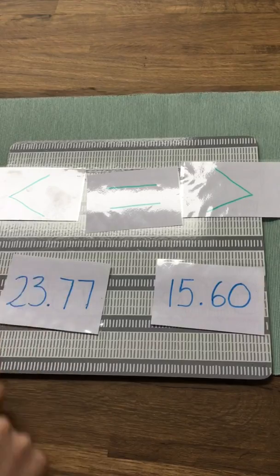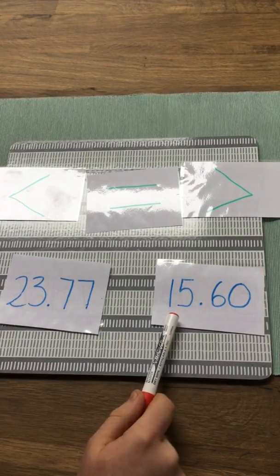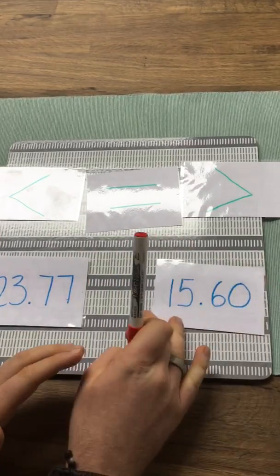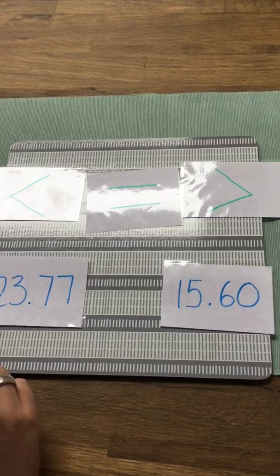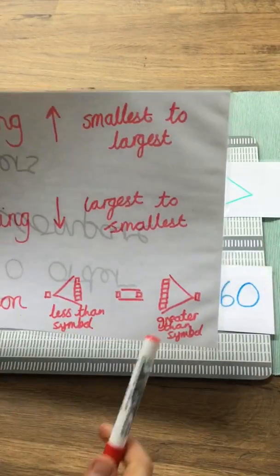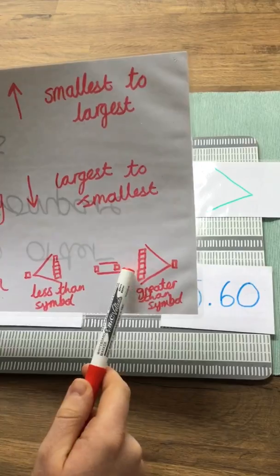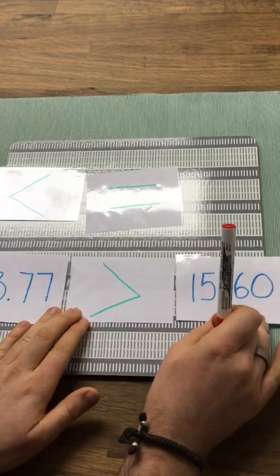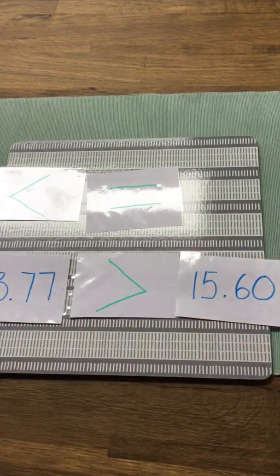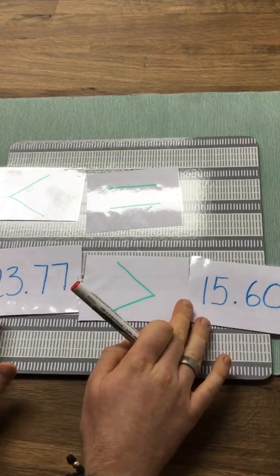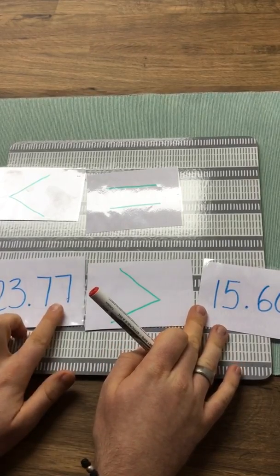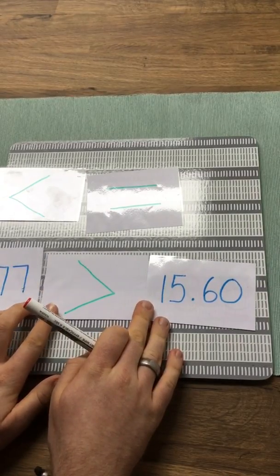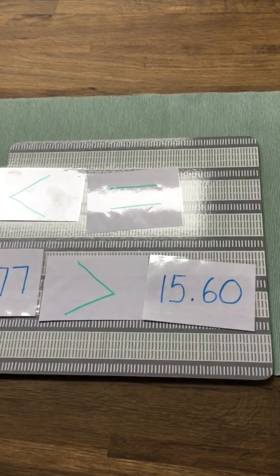I can see that again, 23 is larger than 15. So that must mean my number on the left is larger than my number on the right. Going back to my vocabulary, when a number is greater on the left than it is on the right, I'm going to need the greater than symbol, which is this one. So I can read it like a number sentence: 23.77 is greater than 15.60.